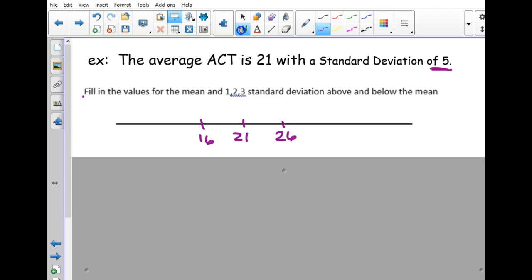And then I'm going to do it again. 2 standard deviations above the mean would be what? 31. And 2 standard deviations below the mean would be what? 11. 3 standard deviations above the mean, so that's 21 plus 15 for 3 standard deviations, I'm going to be at what? 36. And 3 standard deviations below the mean, I'm going to be at 6. Please mark your mean so you don't forget.